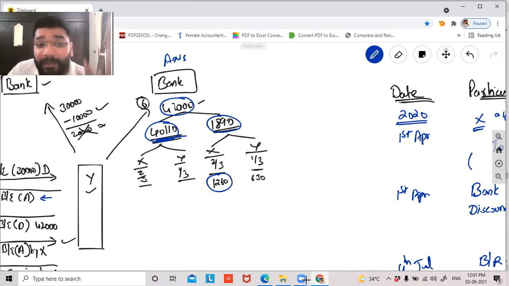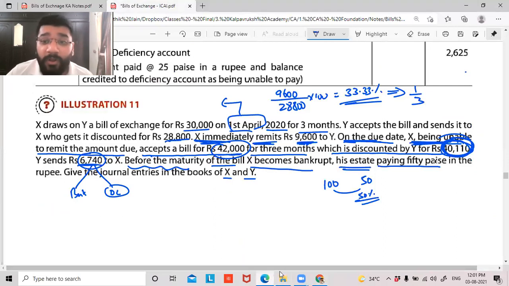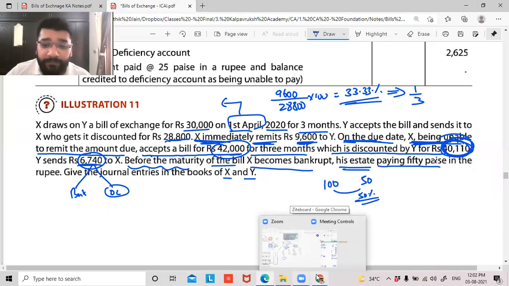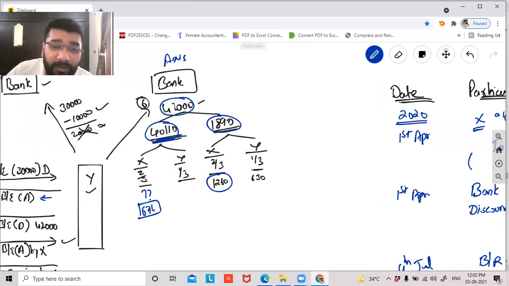In that, he is not giving the 2/3 amount. Instead of giving the full 2/3 of 40110, he's giving only 6740, which means the balance Y is still supposed to give to X. How much, we have to calculate.